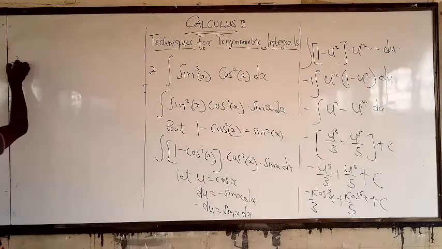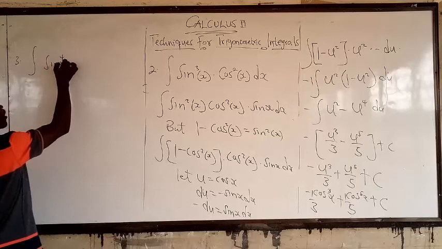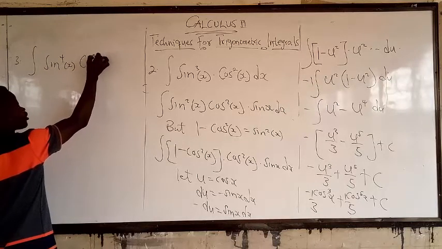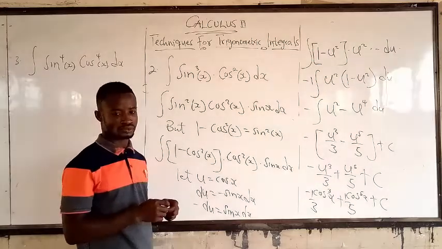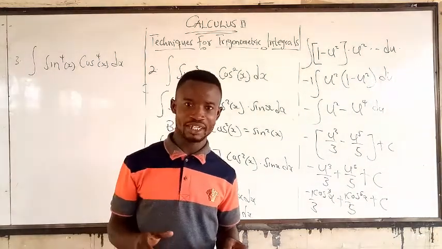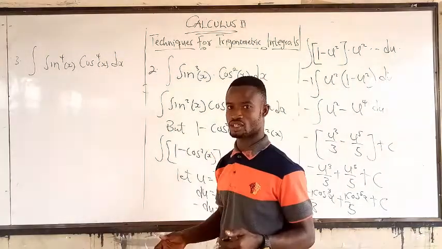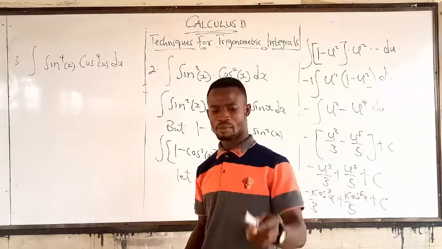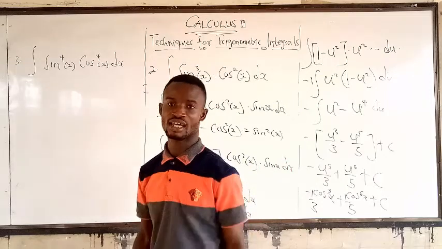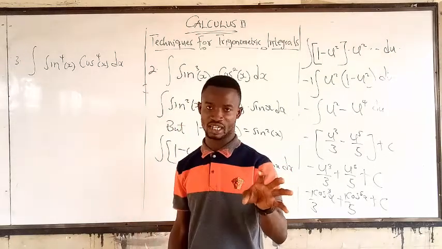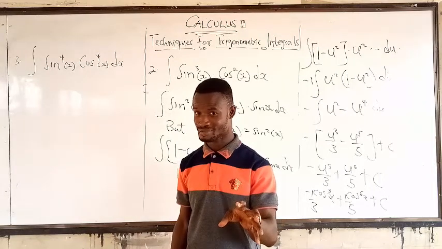Question 3. The integral of sine power 4x cos power 4x dx. Very good. So in this case, we can all see that both is what? Even. So how do we go about it? But don't forget that the case 2 said if both is even, what should we do to that? What should we do?